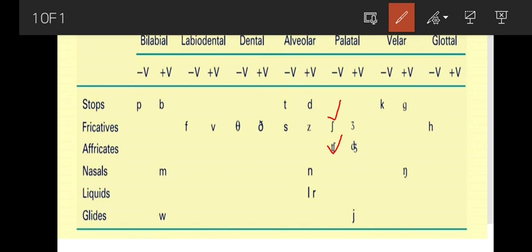And the zh sound, as in measure, pleasure, and leisure. These sounds are voiced. And the y sound, not j, like in yes. Okay, yes sir.